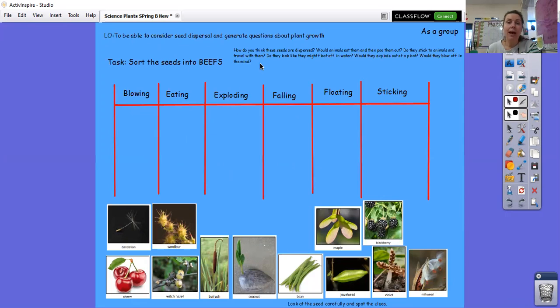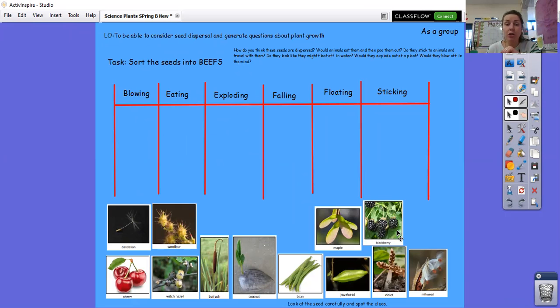So while you do that, have a little think. So how do you think these seeds are dispersed? What sort of clues can you spot on the seeds? Would animals eat them and then poo them out? Do they stick to animals and travel with them? Do they look like they could be perhaps floating off in the water? Could they explode, or would they be blowing off in the wind? So have a little think before you start putting them into the right places, and have a real close look on the pictures, see what sort of clues you can find.